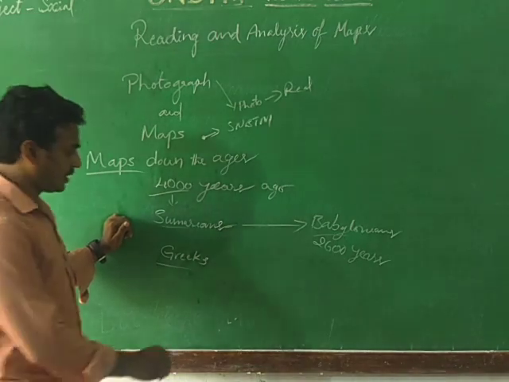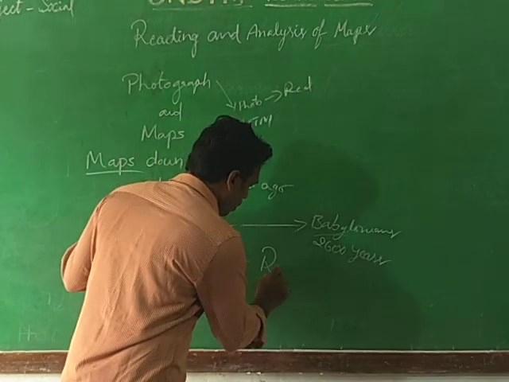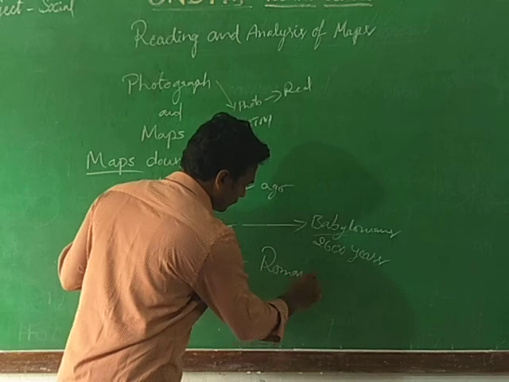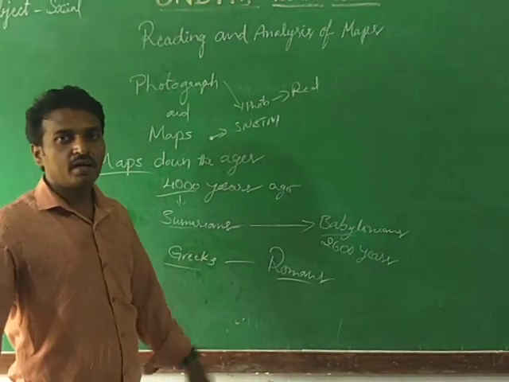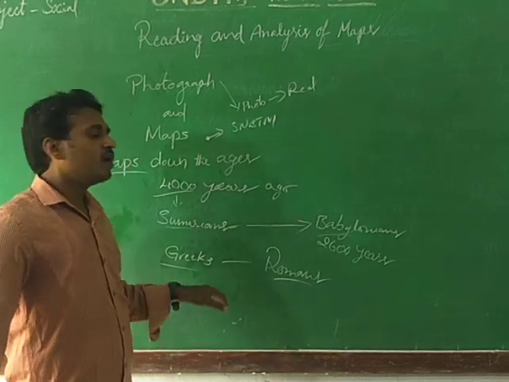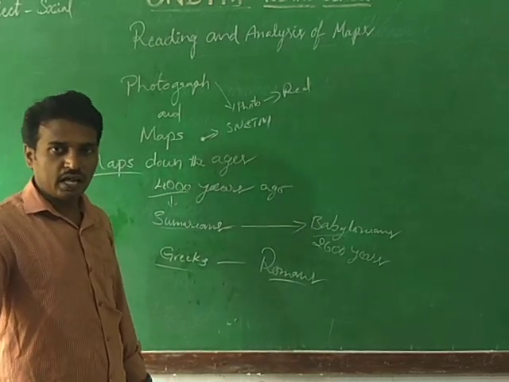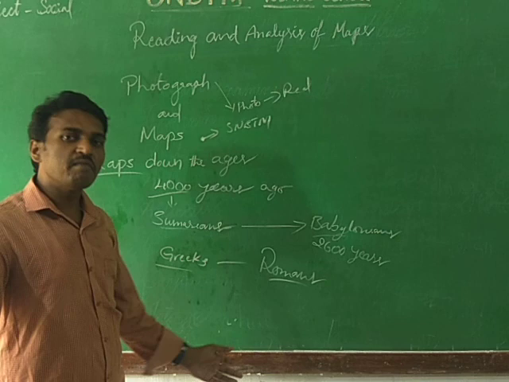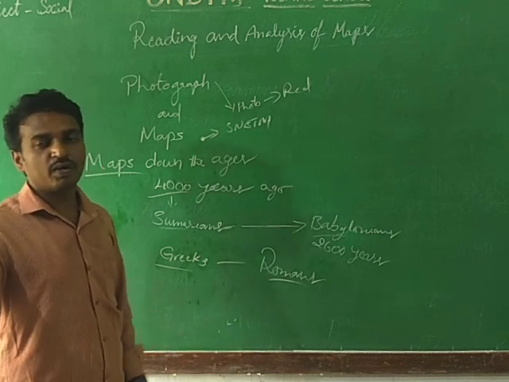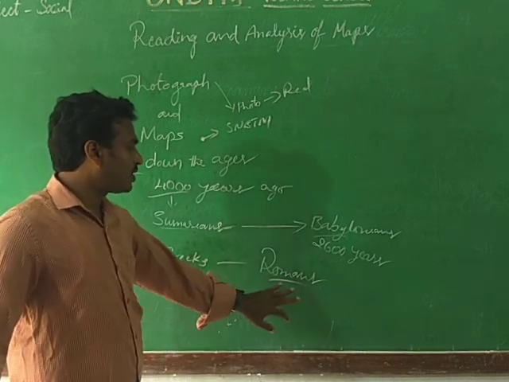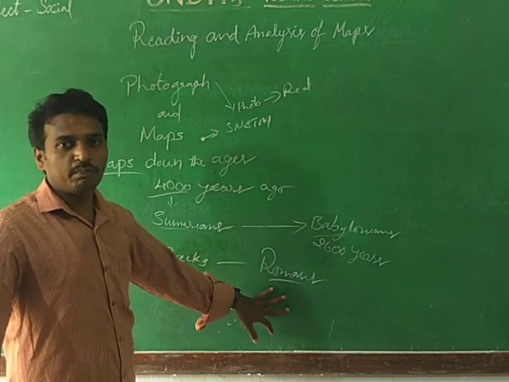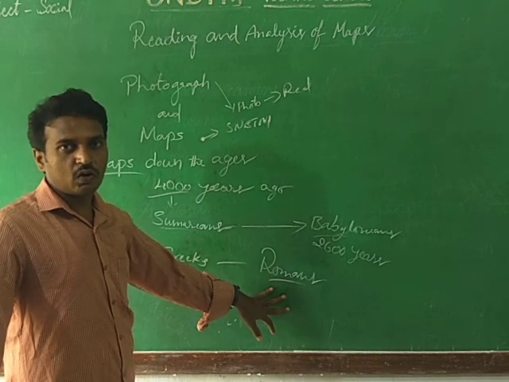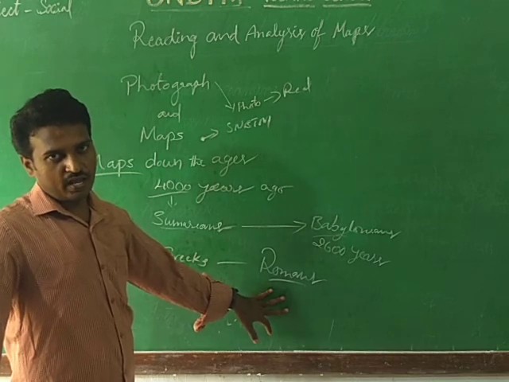So, who are the persons? They are Romans. Romans prepared some other maps with the help of Greeks, in the same way. In the same way the Greek people prepared the maps, the Romans also prepared the maps by arranging the places from north to south and east to west.